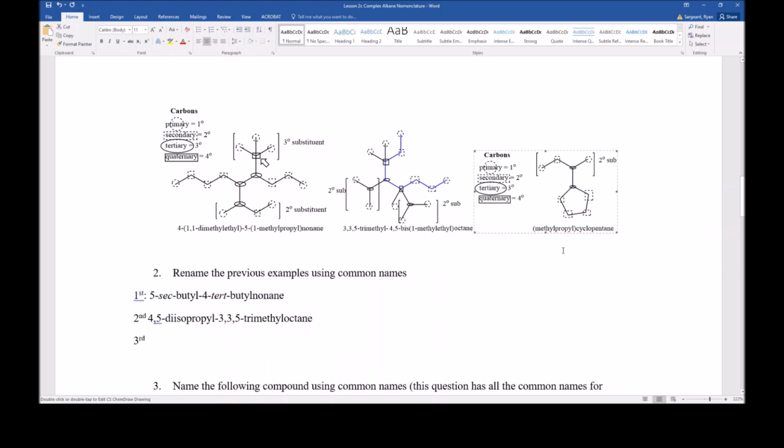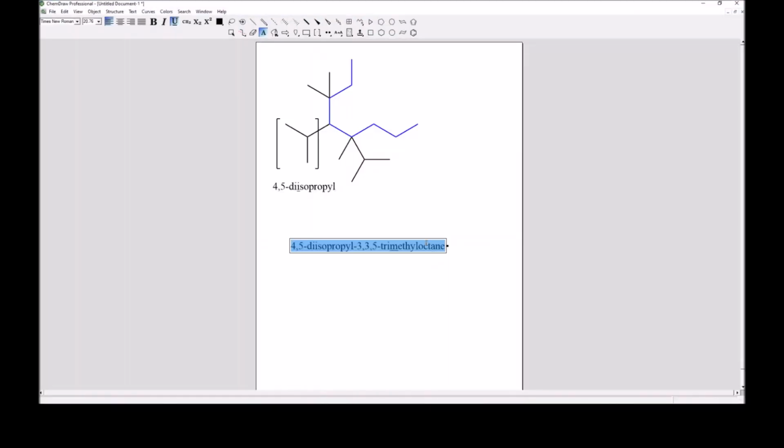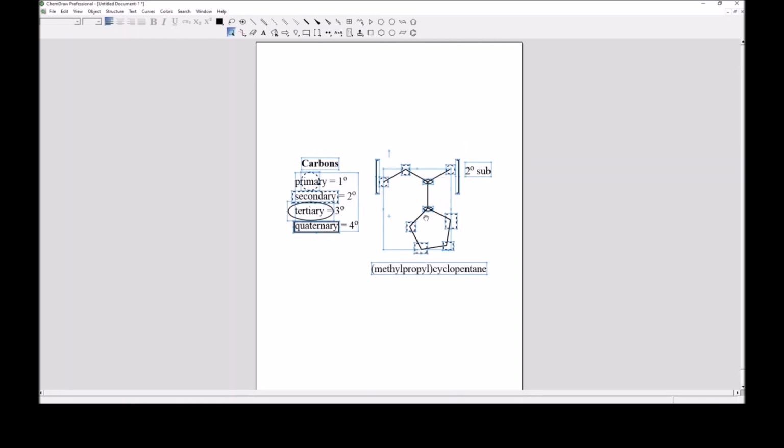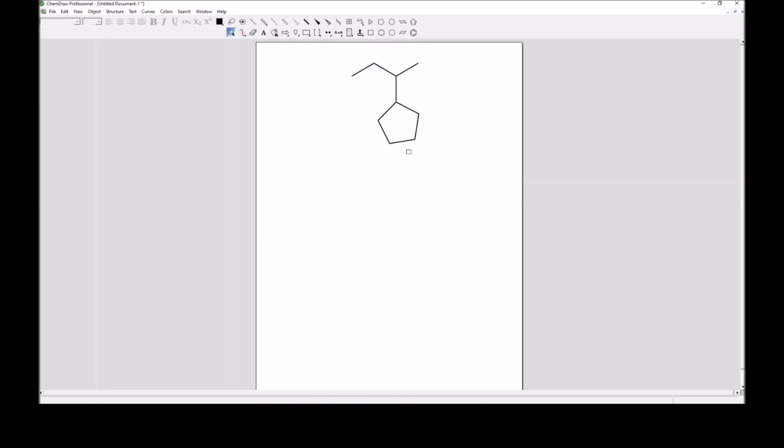Now we want to come up with a common name for this compound. Let's get this thing all by itself. I thought one of the easier parts about remote learning would be not having to erase the chalkboard, but I have to erase ChemDraw all the time.